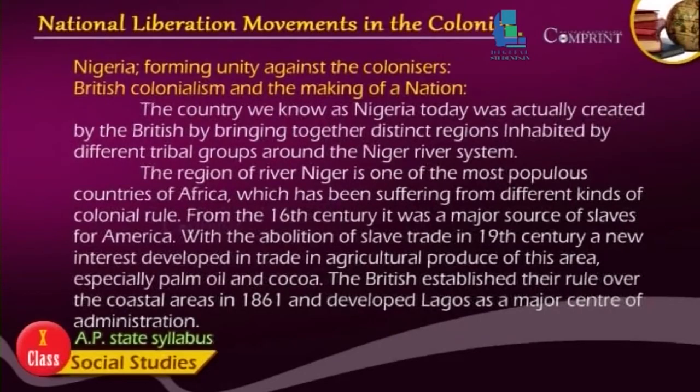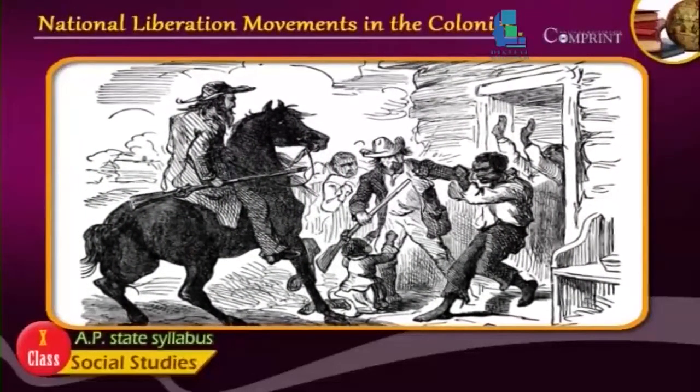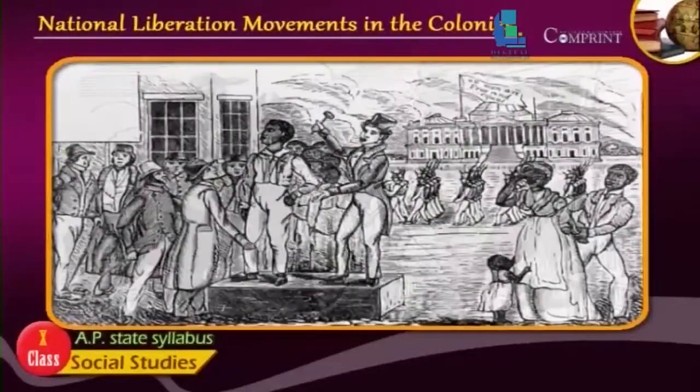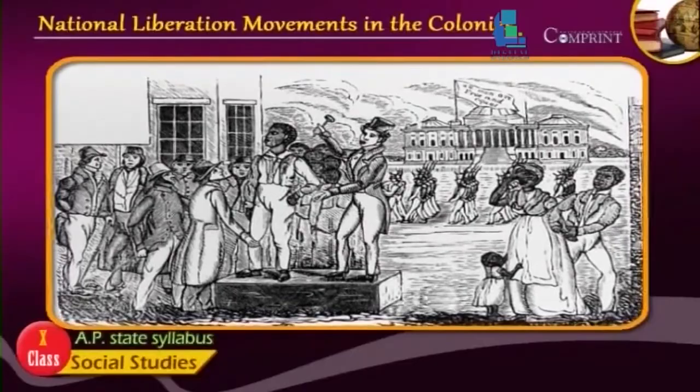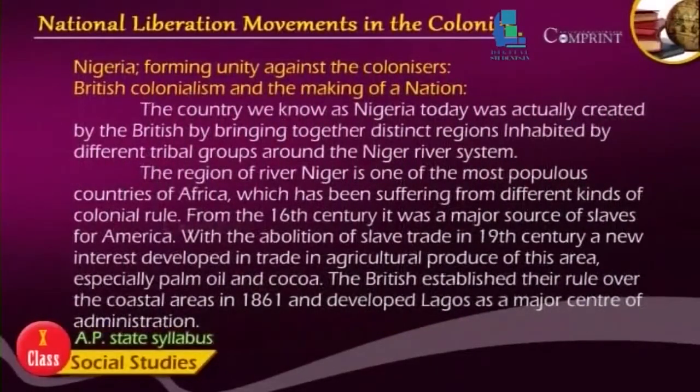With the abolition of the slave trade in the 19th century, a new interest developed in trade in agricultural produce of this area, especially palm oil and cocoa. The British established their rule over the coastal areas in 1861 and developed Lagos as a major center of administration.